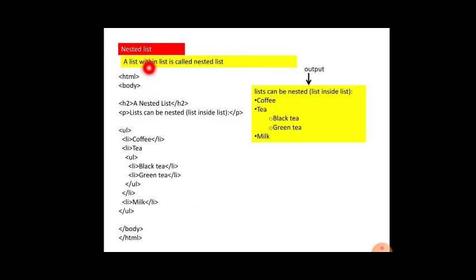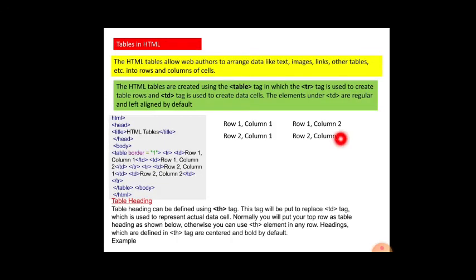Nested list. A list within a list is called a nested list. So HTML body, nested list. You can just see the output. Lists can be nested: coffee, tea, then black tea, green tea, and milk. So there are two lists here, the coffee list and the tea list. Inside the tea list there are two, black tea and green tea. Which one do you prefer? In coffee also it can be black coffee or other types, cappuccino or something like that. So this is a list within a list, called a nested list.